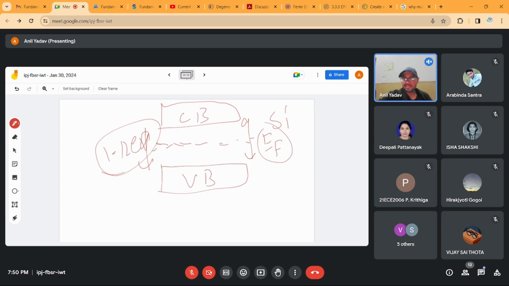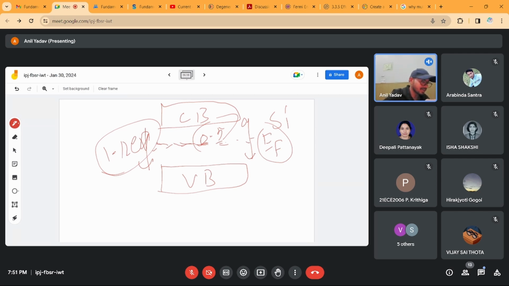The Fermi level is like finding an electron or hole, whatever you say. If there would be an energy state, the probability of finding the electron at any temperature is 1 by 2, 0.5. Or we can say the probability of finding the electron below that level is 1, and above that energy level is 0, at 0 Kelvin. This is the definition of the Fermi level.